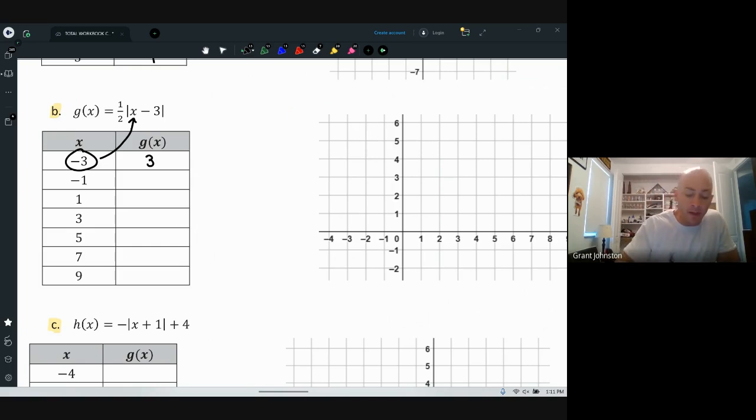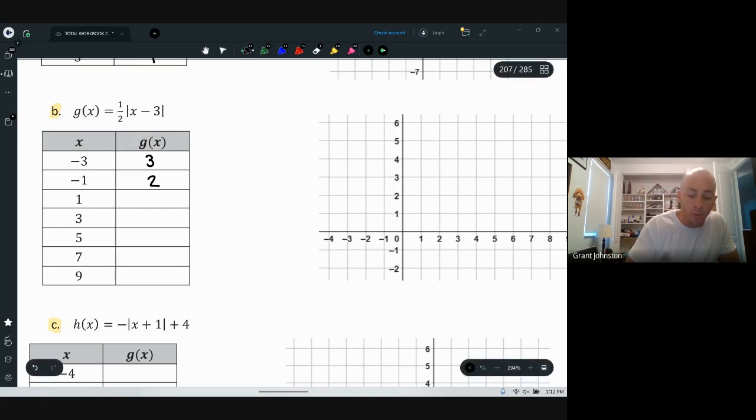Now I'll substitute in negative 1. Negative 1 minus 3 is negative 4. Absolute value of negative 4 is positive 4. 1/2 of 4 is 2.